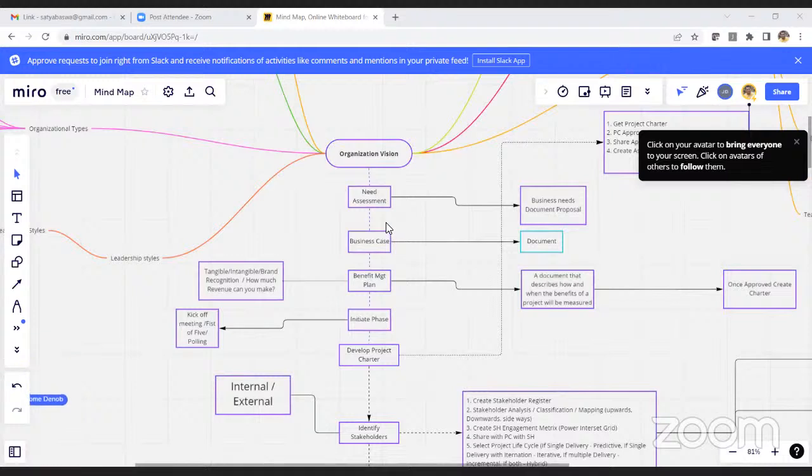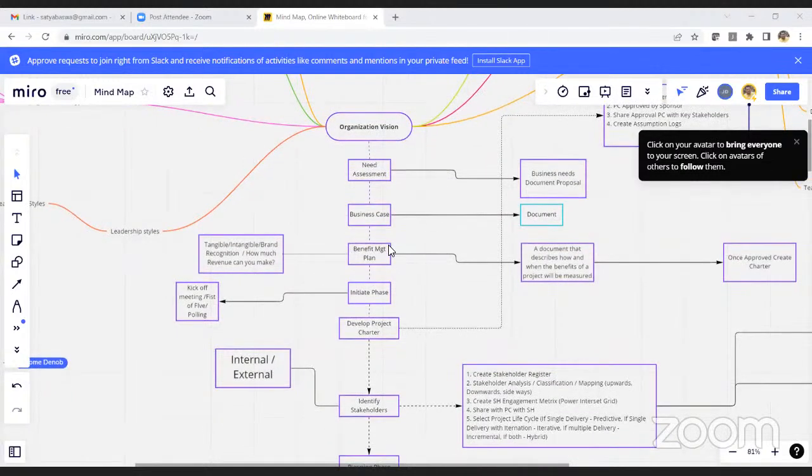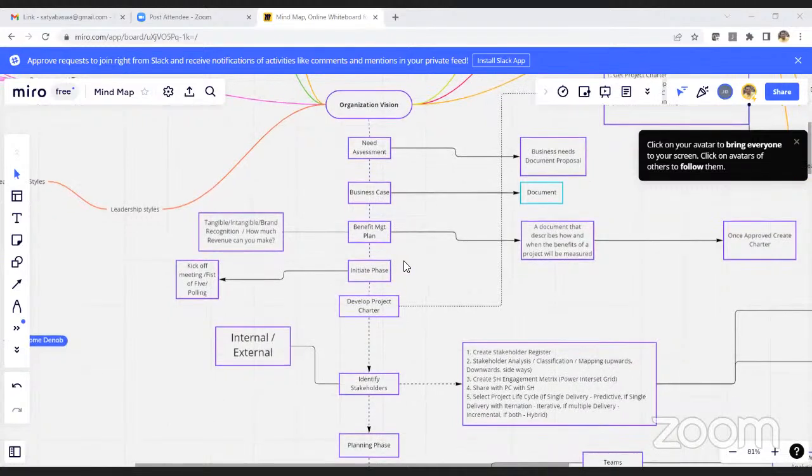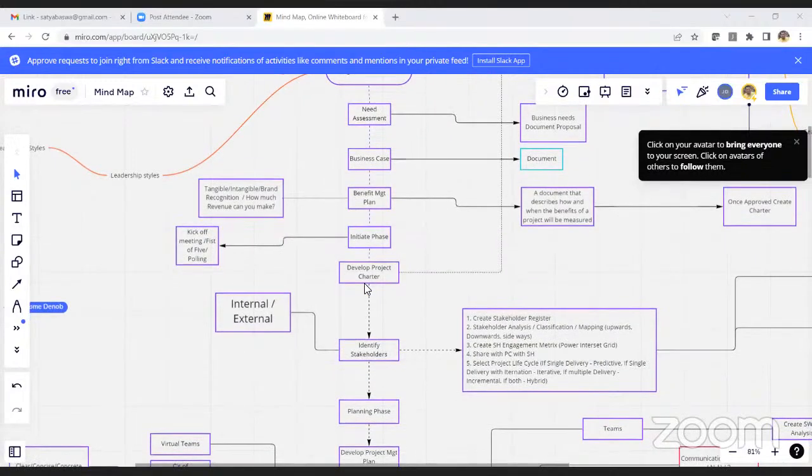So first of all, even before Agile, we are going to have a needs assessment where we look at what the business need is, and documents. Then based on that, we create a business case. And the benefit management plan will be created for the business case, which describes what metrics will be utilized, who will be benefited, and what type of metrics will be used for measuring the benefits of the projects. Then we initiate the phase and develop the project charter.